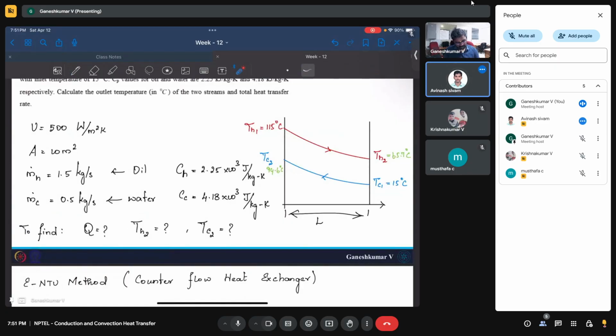So one observation here you can see is that this Tc2 is higher than Th2. This can happen because it's a counterflow heat exchanger, but this cannot happen if it's a parallel flow heat exchanger. So you cannot have cold fluid getting heated up above the hot fluid. In counterflow you will be able to have this.